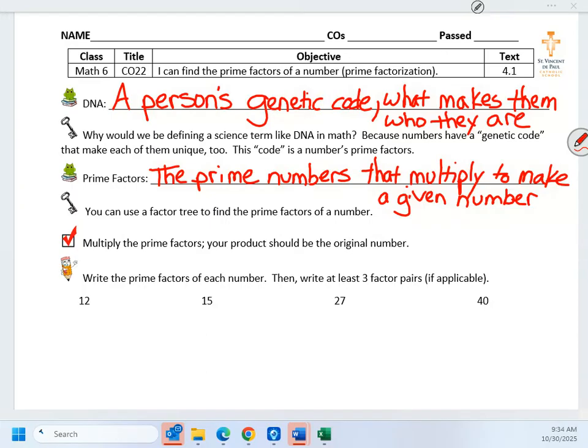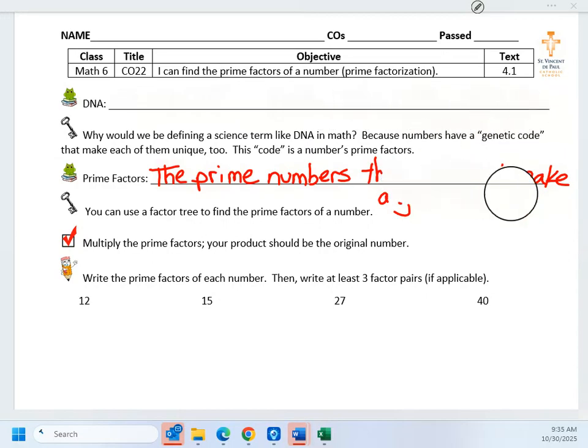So you can use a factor tree to find prime factors of a number. To do that, we're going to multiply prime factors. Your product should be the original number. So we're going to learn what the factor tree would look like. How we start with one number and we break it down, and we're going to make it look like a Christmas tree. And we break it all the way down, seeing how big we can grow that Christmas tree to get all of our prime numbers at the bottom. So let's see what that looks like.